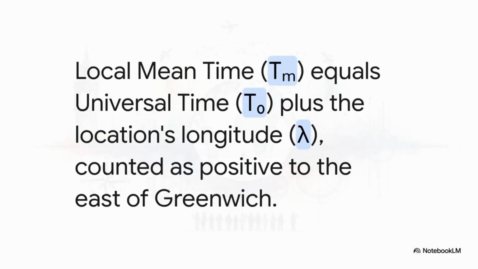And so, the crucial point is that any local time on the planet can be precisely calculated from this single reference. Tm is the local mean time, T0 is universal time, and lambda represents the longitude of the location expressed in units of time and positive to the east of Greenwich. This brilliantly illustrates the direct mathematical link between time and your spatial position on the globe.